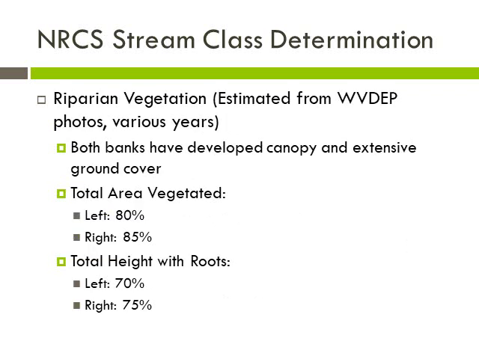So, for riparian vegetation information, I just estimated these values from the photos above. As you could see in the photos, the vegetation was pretty varied and extensive, with a developed canopy, some minimal understory, but also a lot of ground cover in long grasses towards the actual water line. So I estimated the total area vegetated on the banks as 80% on the left and 85% on the right, and estimated the total height with tree roots as 70% on the left and 75% on the right.